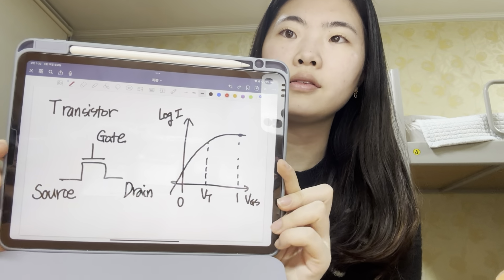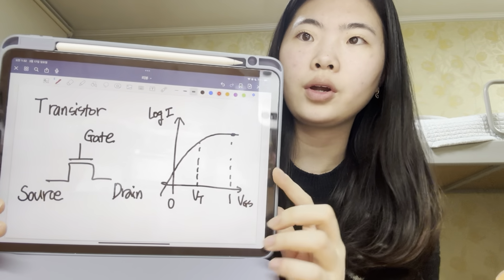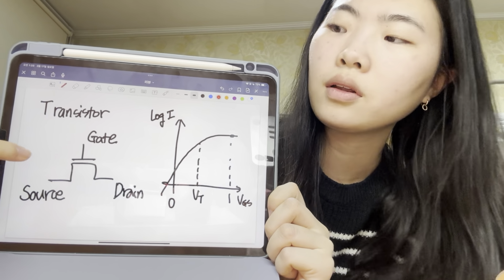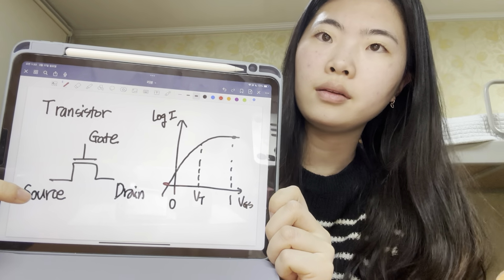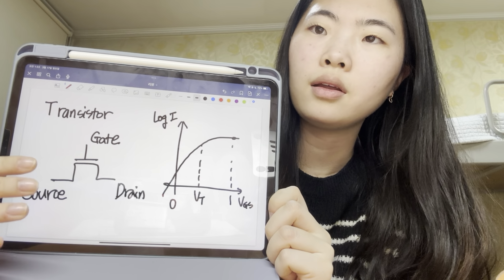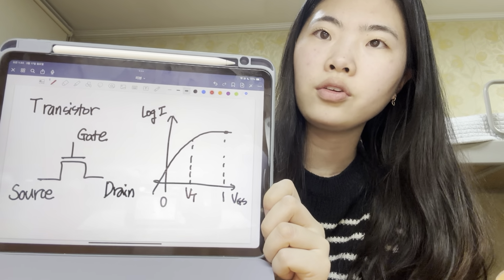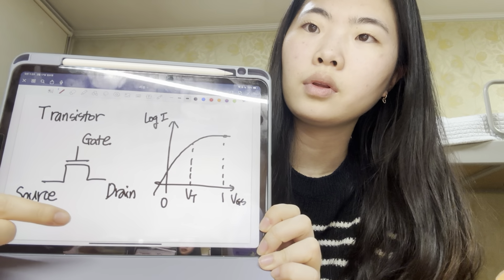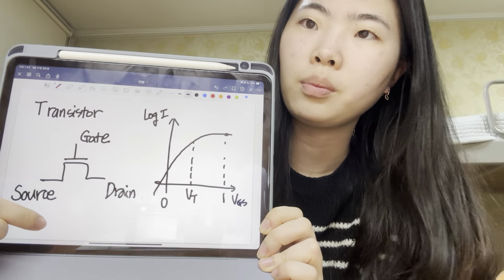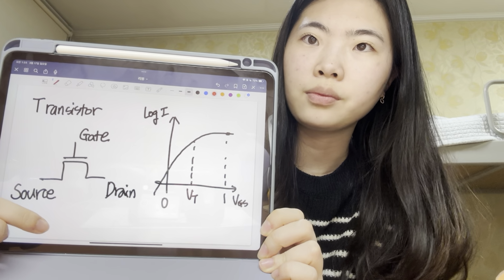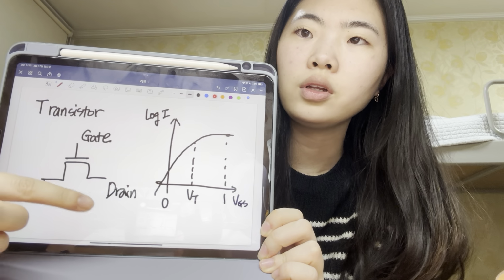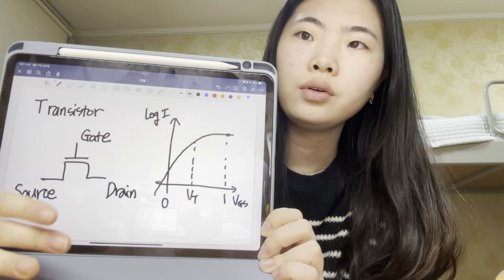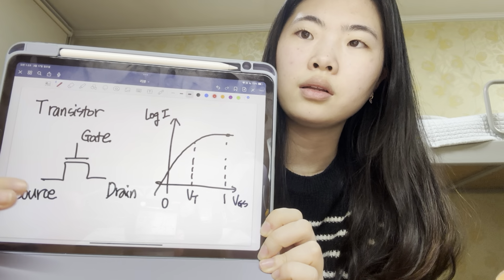First, let's talk about the basic concept of the transistor. This is the basic schematic of the transistor. This schematic shows the source, gate, and drain. Actually, the transistor has four terminals because of the substrate, but I didn't draw the substrate here. Under the drain and source, every part is the substrate.